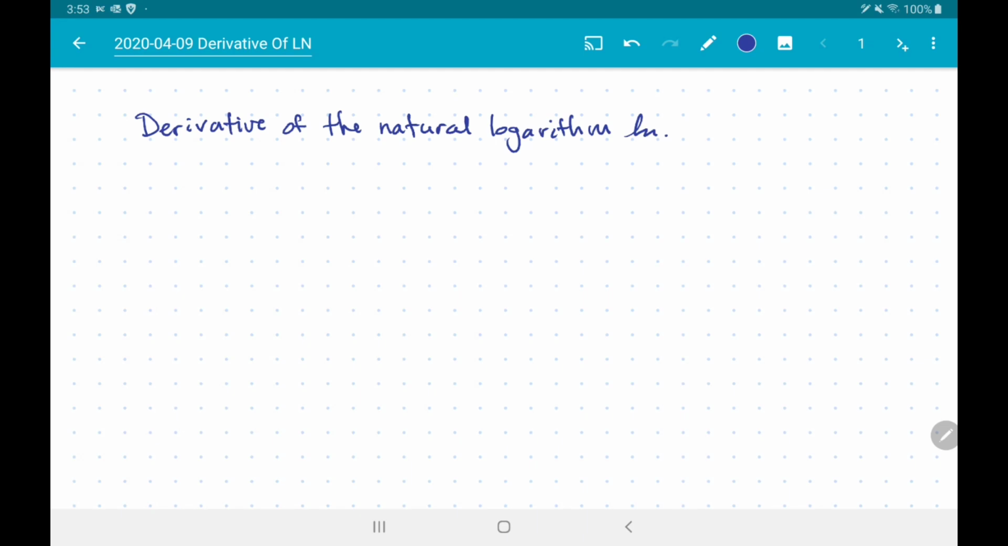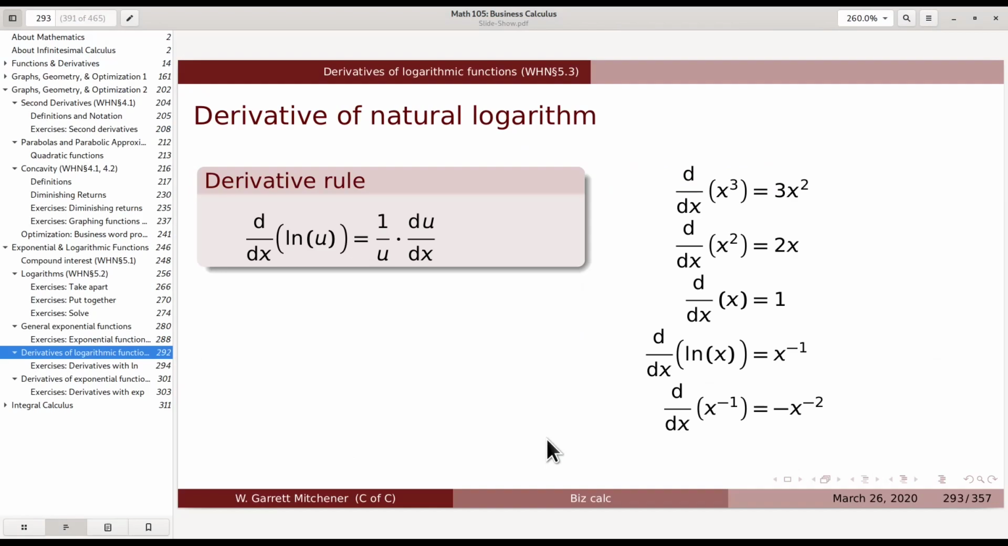In this video, I'm going to give some examples of using the derivative of the natural logarithm. So first of all, here's the derivative rule for the natural logarithm.